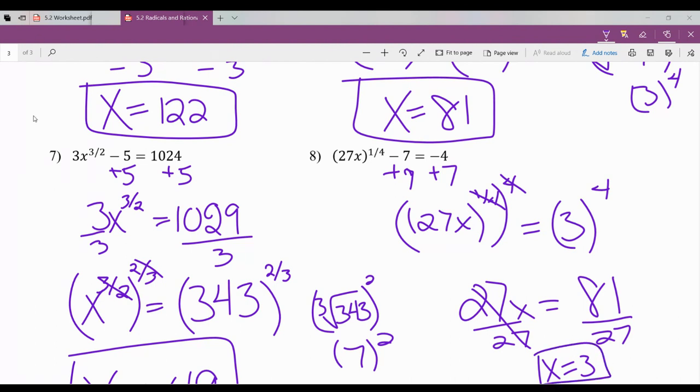Okay, guys, now you can try that last set on this notes worksheet.